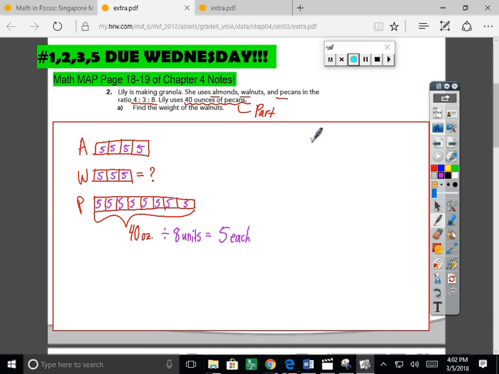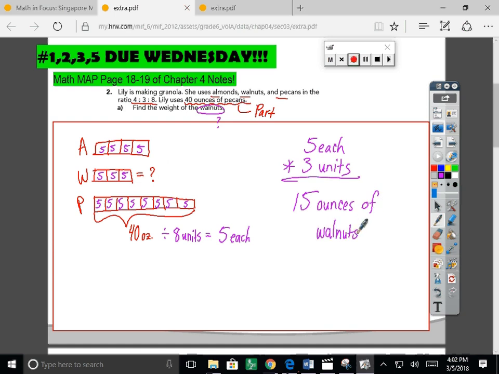That really means I have 5 in each times 3 groups or units. 5 times 3 is actually 15. 15 what? Oh, it's the weight. How are they measuring the weight of the walnuts? Well, go back a little bit. Looks like they're measuring each in ounces. So I could say ounces. And it's ounces of what? Walnuts. This is a good final answer for part A.